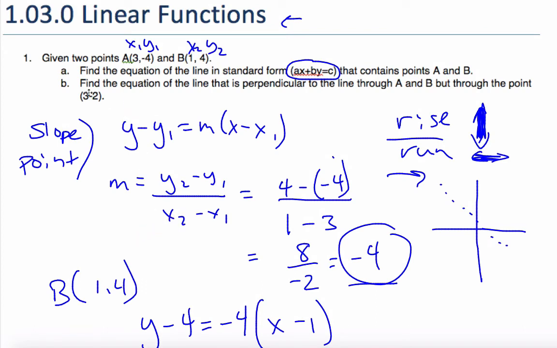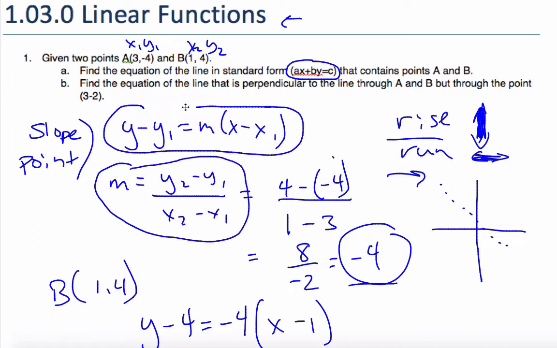So just to rehash this one, you need a slope and a point. Slope can be found with this formula. And then this particular formula here is the magic formula to get you your equation. How could we double check our answer?